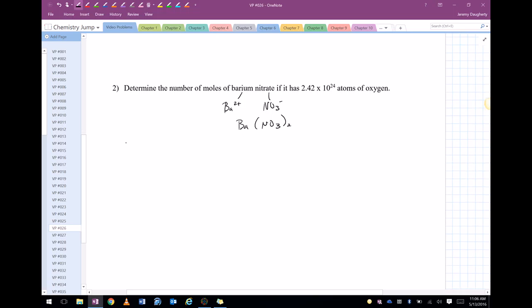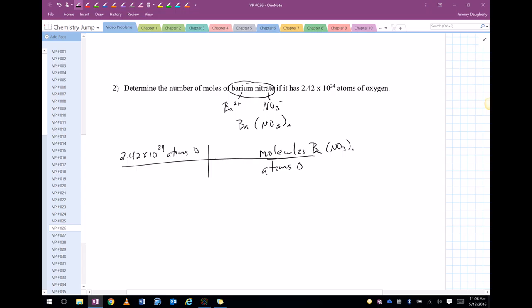So I have 2.42 times 10 to the 24th atoms of oxygen. And I want to figure out moles of this compound. So I'm going to have to go from atoms of oxygen to, let's say, molecules of barium nitrate, and then finally to moles. So let's go ahead and go from atoms to molecules. So I'm going to get molecules on top, and technically it's a formula unit, but we're fine just using that. We're going to put atoms of oxygen on bottom. This is molecules of barium nitrate, BaNO3 2.